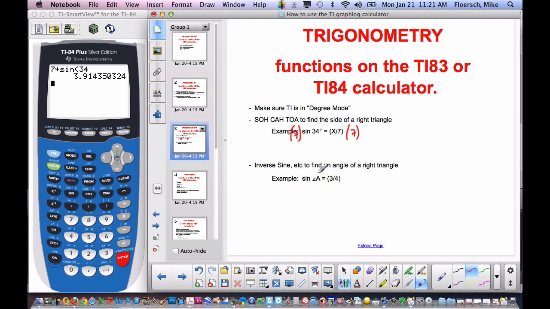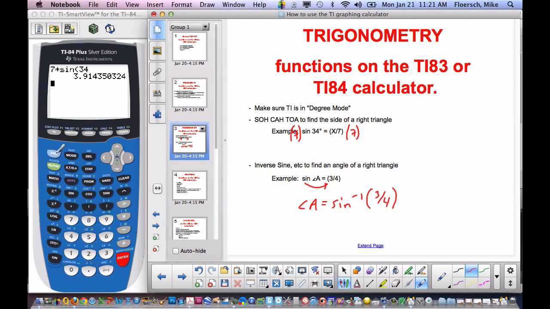Inverse sine, let's give you an example. This time I have a right triangle and I have the two sides, 3 and 4, but I need to solve for angle A. So basically what that means is I need to get rid of this sine. So angle A is equal to the sine inverse, that's how I bring it over, of the fraction 3/4.